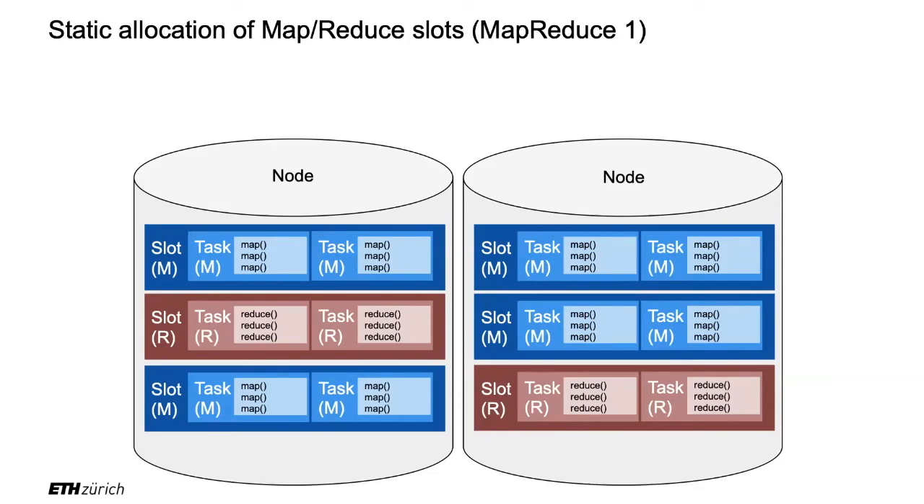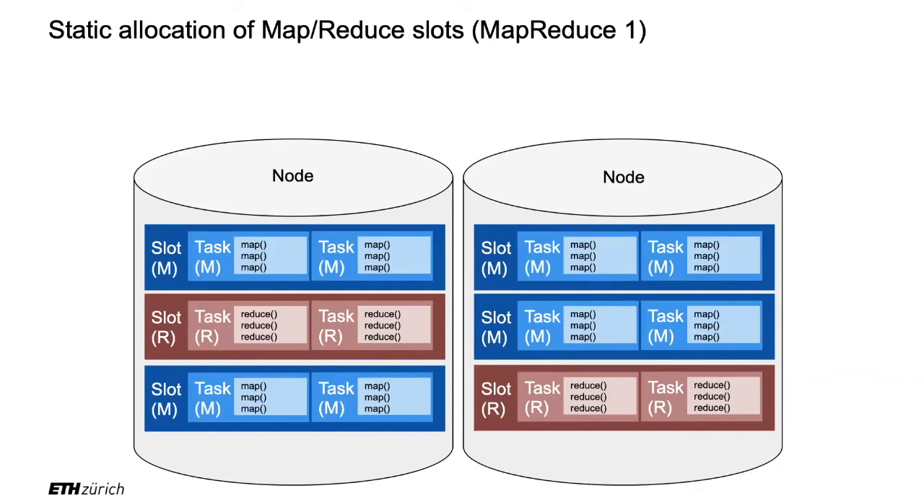So what I was finishing on is you assign the slots, meaning the CPU cores and the memory, to either mapping or reducing statically before the job starts, and you already know in advance who is doing the mapping, who is doing the reducing. That's MapReduce version 1.